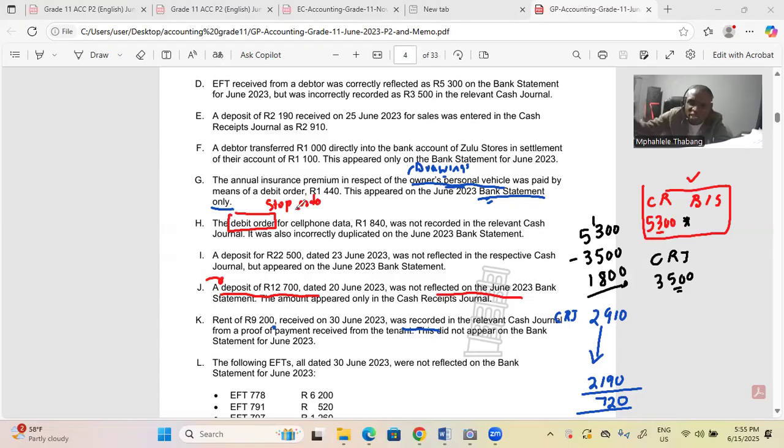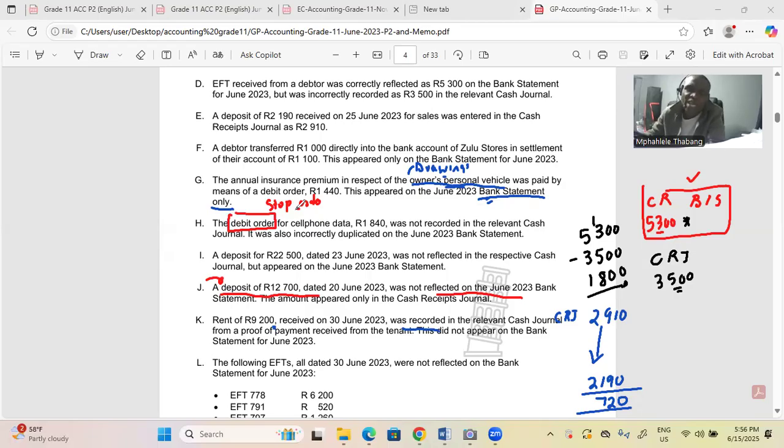A stop order is an instruction to the bank to make payment on our behalf. It's like we are telling the bank, can you please pay on our behalf this company? We instruct the bank to pay on our behalf. Make a payment for us. You are holding our money. Use that money that you are holding for us to make a payment.